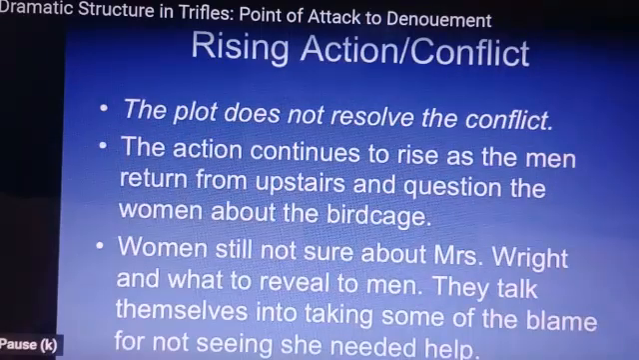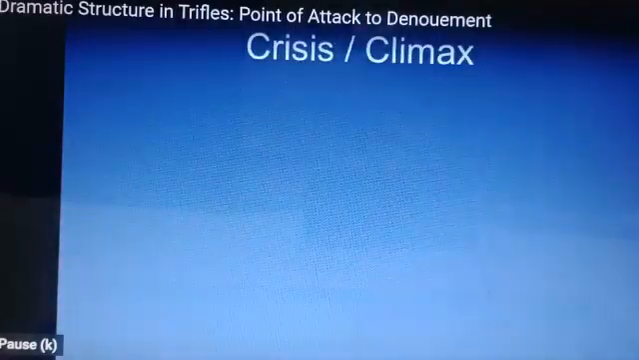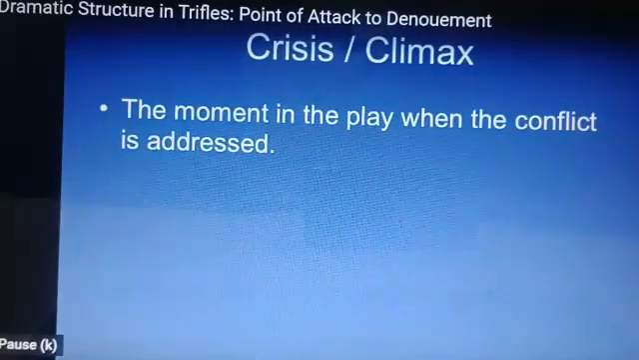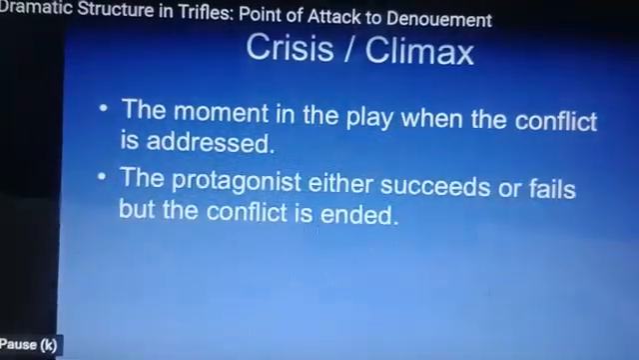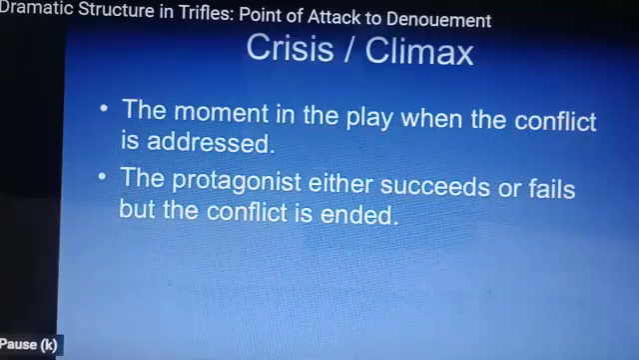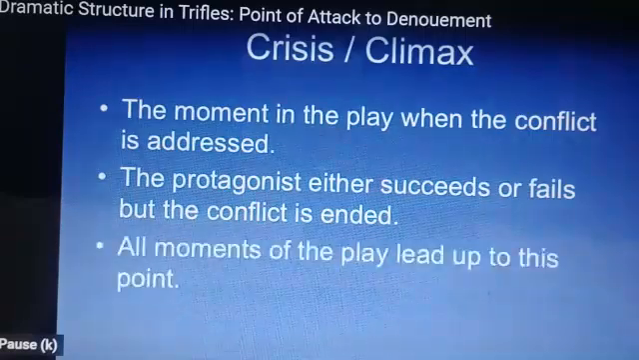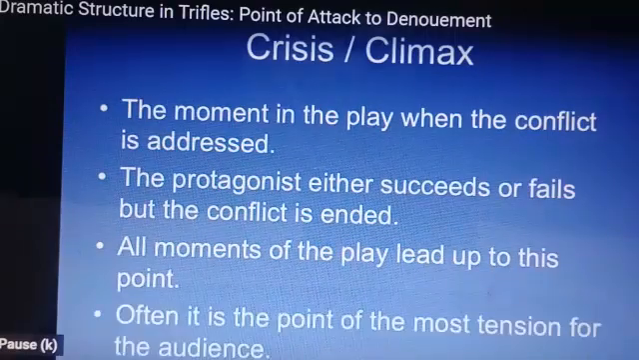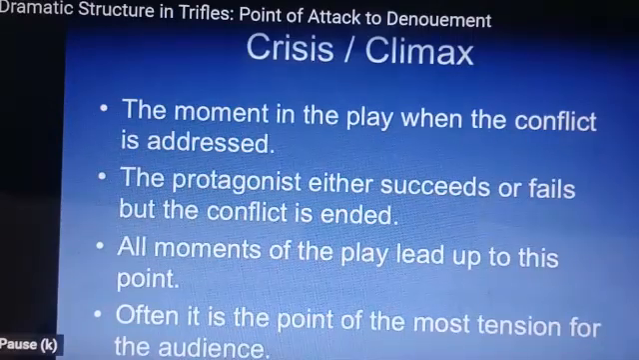Finally, the bird with a wrung neck could not be the climax. The climax is the moment in the play when the conflict is finally addressed, when the protagonist either succeeds or fails, but the conflict is ended. All moments of the play lead up to the conflict being resolved. The crisis happens, and often it's at the point of the most tension for the audience. So, think about all these elements of the climax and crisis. And here's what I think happens.